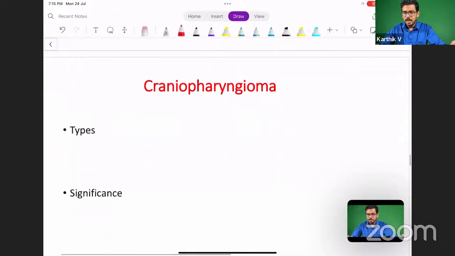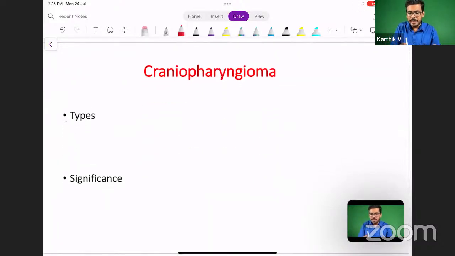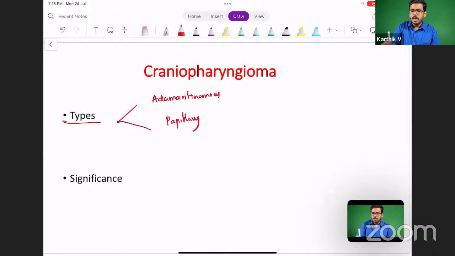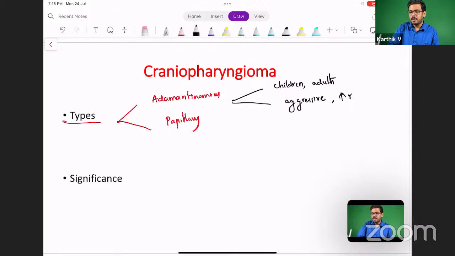We will just learn. So craniopharyngioma types we have just discussed. It can be adamantinomatous and papillary. If you look at the individual points with regards to each of these variants, adamantinomatous is more common in children, and it can even occur in elderly, in adults also. But papillary occurs exclusively in adults. Now, what are the other attributes of this variant? It is aggressive. It is more aggressive than papillary, and there is increased risk of recurrence.